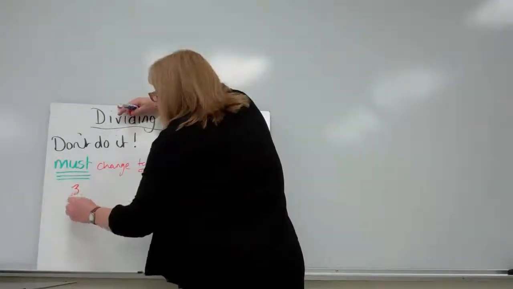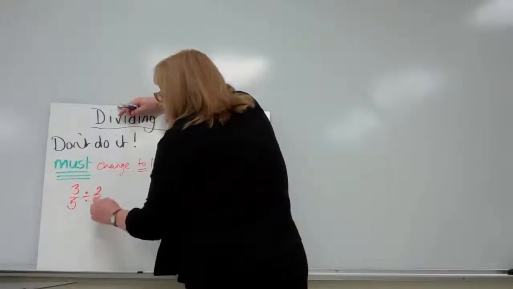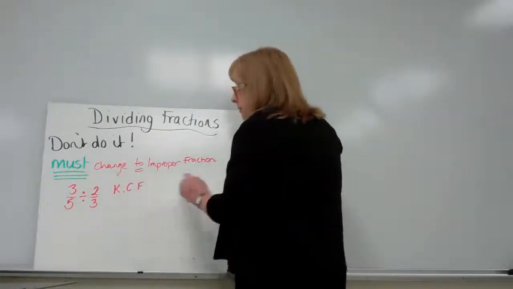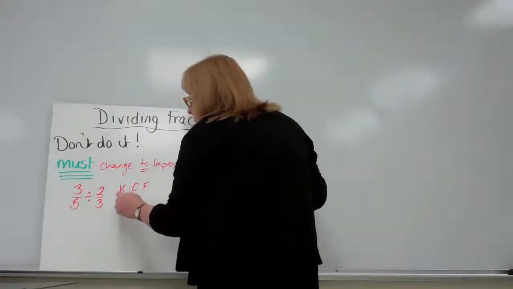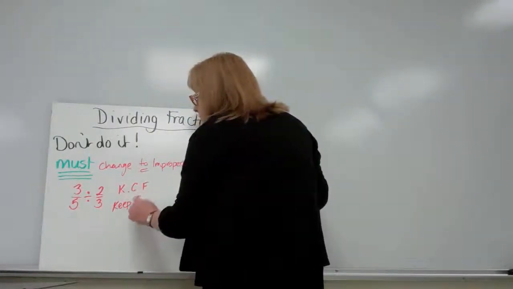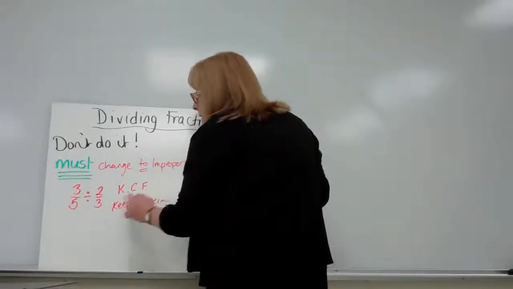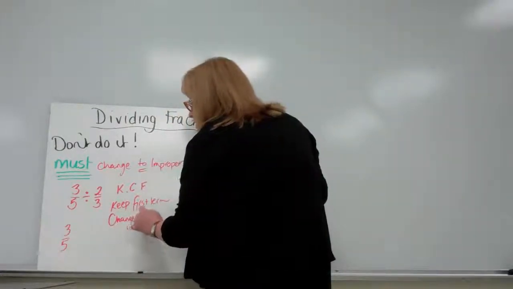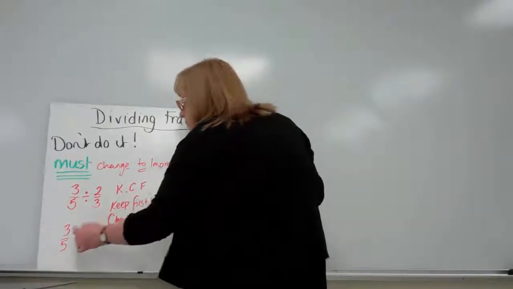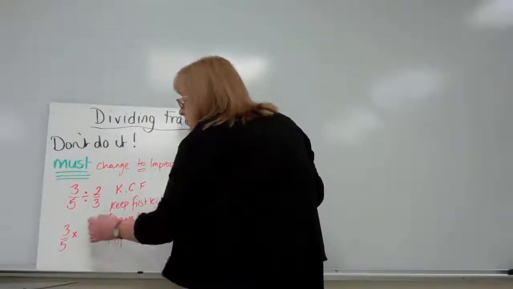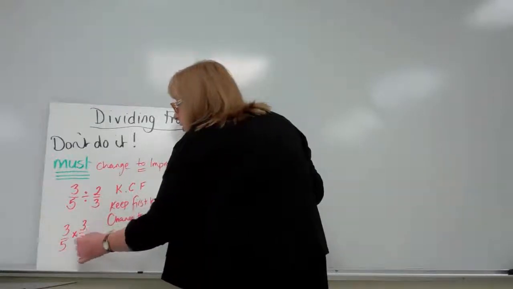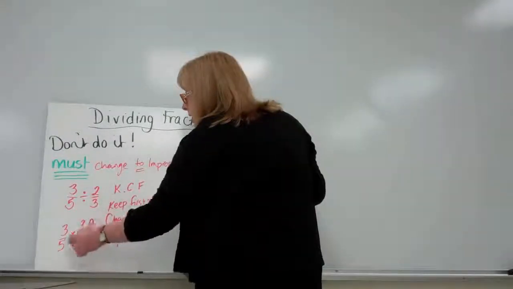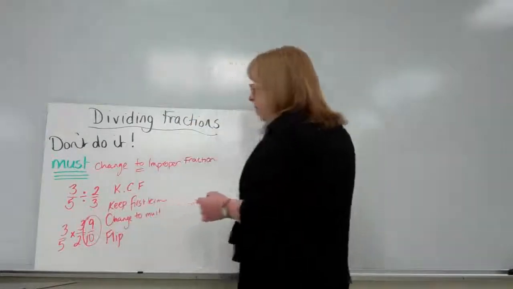So we've got 3/5 divided by 2/3. And what we're going to do is we're going to use our keep, change, flip. So we keep the first term. Alright, so that will remain as 3/5. We change from division to multiplication, and then we flip the second number. And so the 3 is now on top and the 2 is on the bottom. And then we multiply just as we did a moment ago. 3 times 3 is 9. 9 over 10. There's your answer.